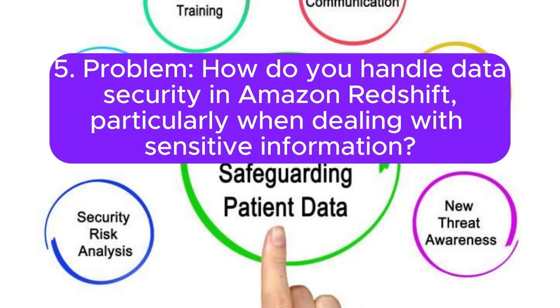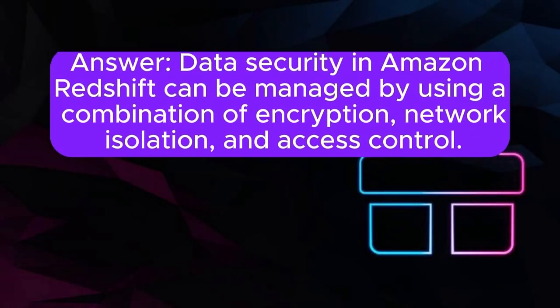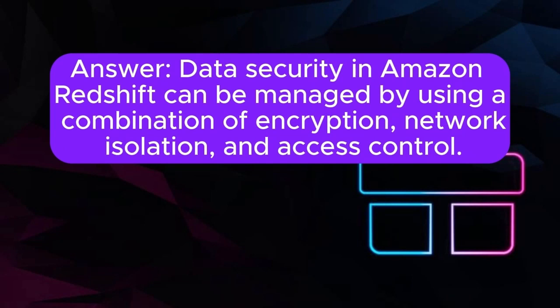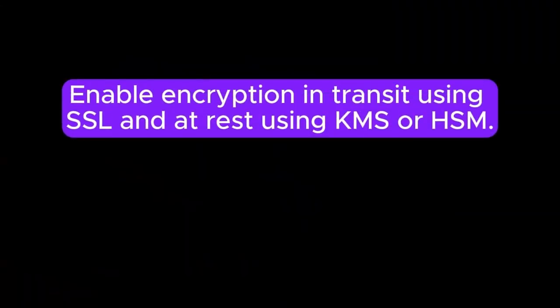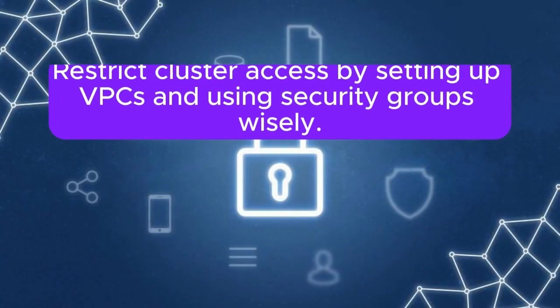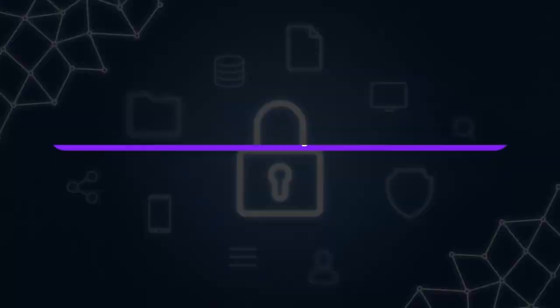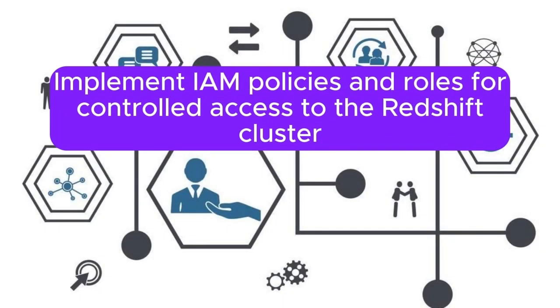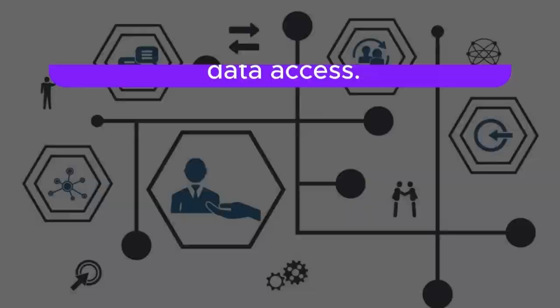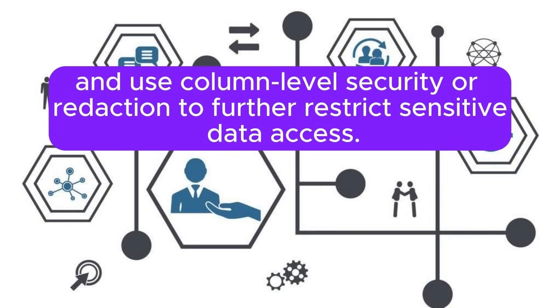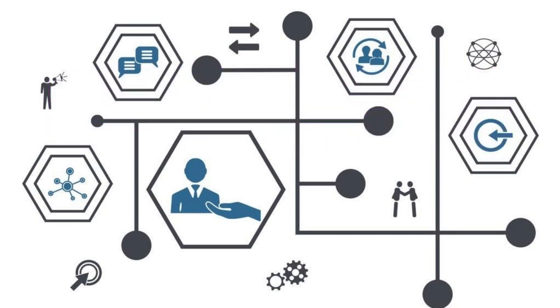5. Problem. How do you handle data security in Amazon Redshift, particularly when dealing with sensitive information? Answer. Data security in Amazon Redshift can be managed by using a combination of encryption, network isolation, and access control. Enable encryption in transit using SSL and at rest using KMS or HSM. Restrict cluster access by setting up VPCs and using security groups wisely. Implement IAM policies and roles for controlled access to the Redshift cluster, and use column-level security or redaction to further restrict sensitive data access.